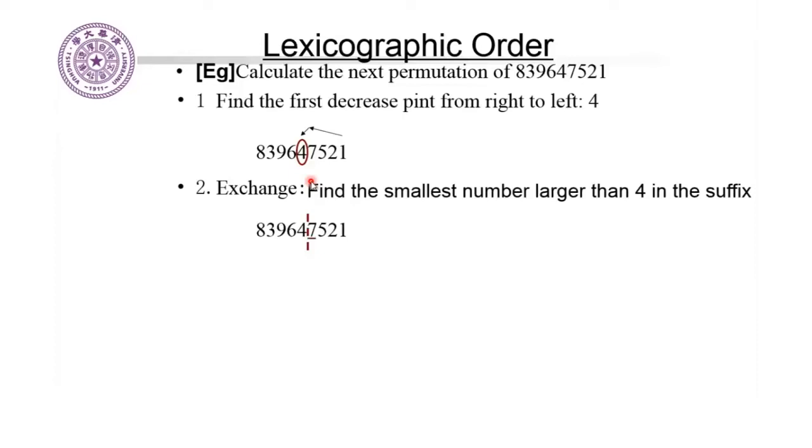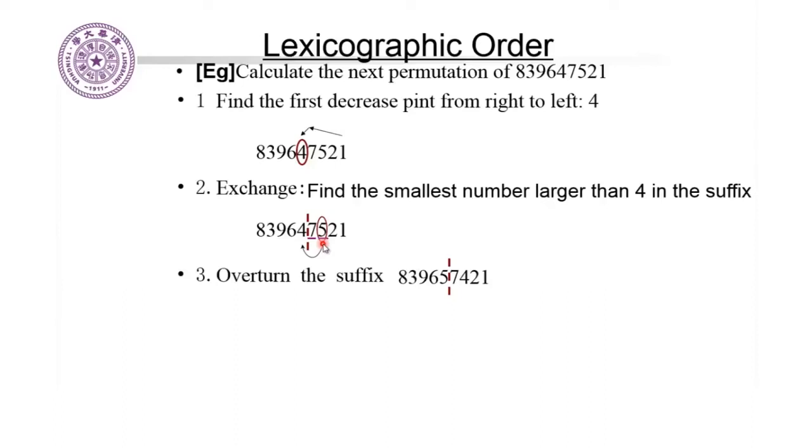So who should be exchanged with 4? There are 1, 5, 7 on the right of 4. Of course, we need something larger than 4, and we couldn't exchange with something much larger. So we have to find the smallest one among those larger than 4 in the suffix. Here, 5 is larger than 4, and it's the smallest one among them. So we choose 5 between 7 and 5. After exchanging 4 and 5, we get a new permutation, which is this one.